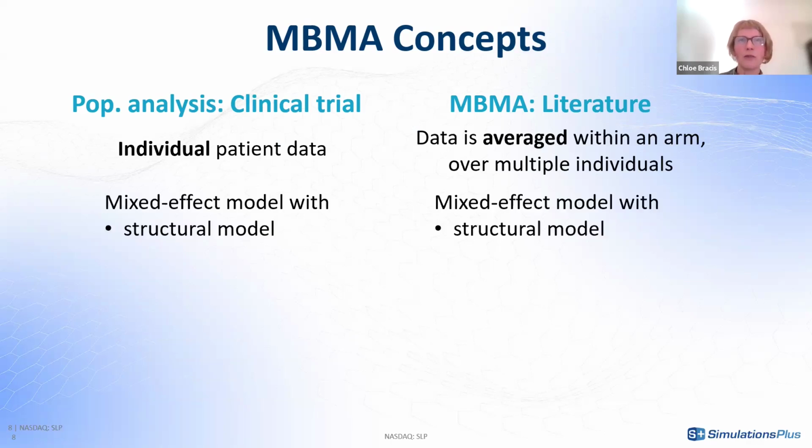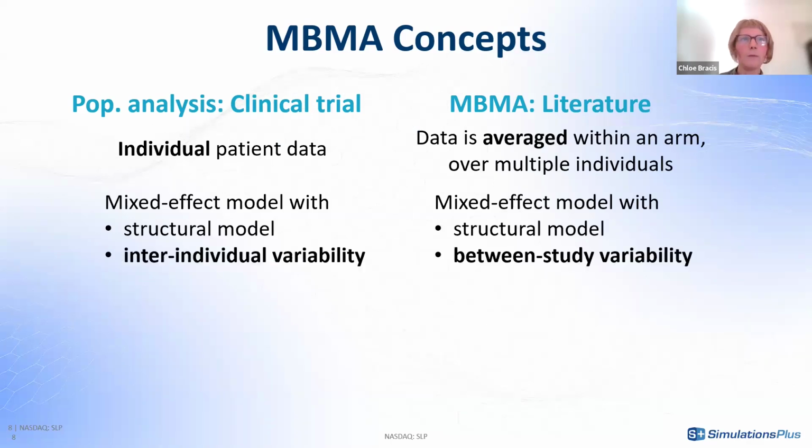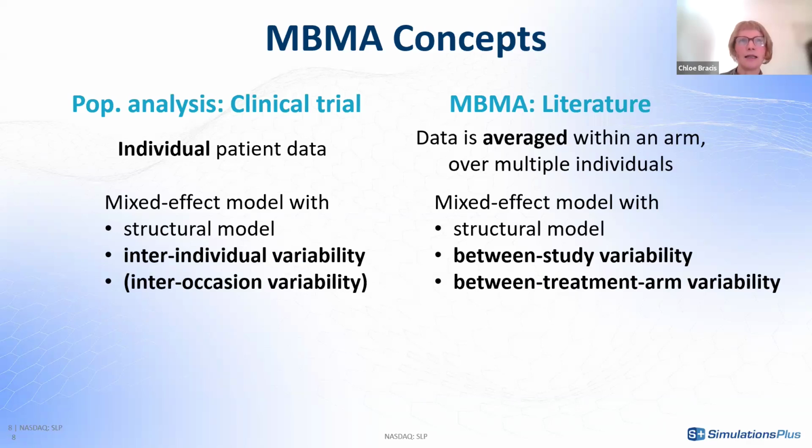In both cases, we're going to be using a mixed effects model as well as a structural model. But whereas in our individual patient data case, we have inter-individual variability for our random effects, in the MBMA case, we're going to have between study variability. And in the analysis of a clinical trial, we can optionally have inter-occasion variability, and that's going to correspond to between treatment arm variability.